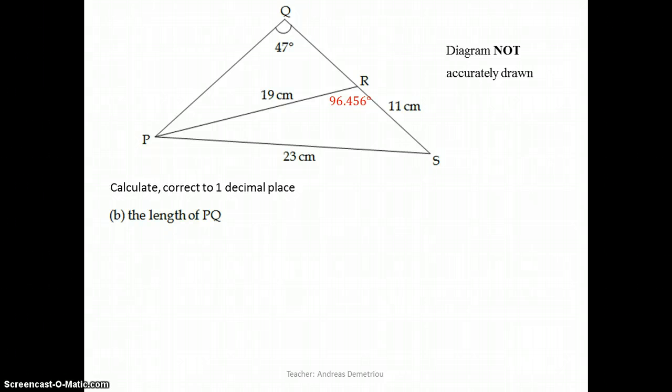Now we need to find the length of the side PQ. So for the side PQ using this triangle here, you have only two values, the 47 and 19. Therefore, if you want to use this triangle, you need to gain one more value. And we see that we can get this value by doing 180 minus that.